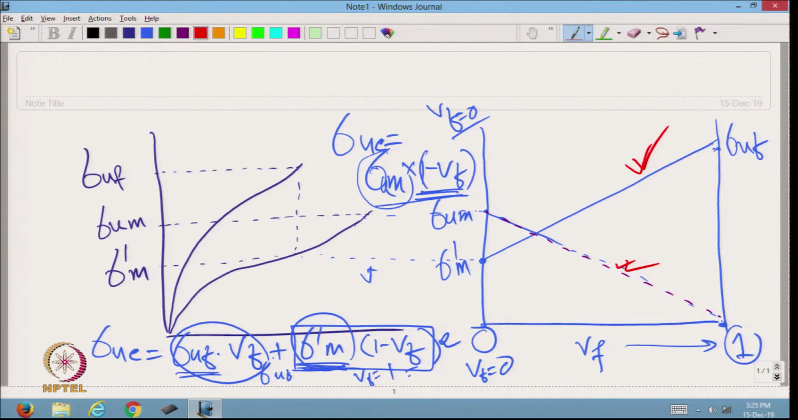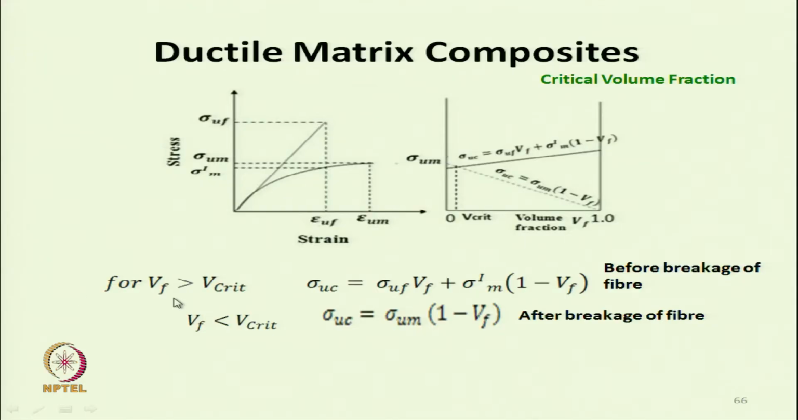Okay. So, if we see that at this joining point, this intersecting point, the volume fraction is known as critical volume fraction of fiber. This is the critical volume fraction of fiber. So, V critical, this is the joining point.